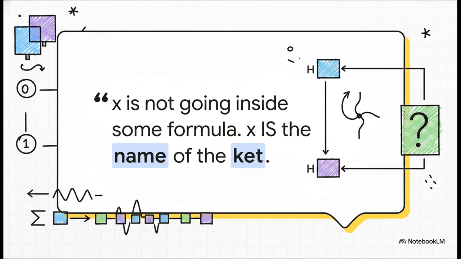When the math says sum over x of ket x, all it's doing is listing out the possible physical states. Ket 0, 0 plus ket 0, 1 plus ket 1, 0, you get the idea. X is literally just the name tag for whatever state those physical qubits are holding in that exact moment.